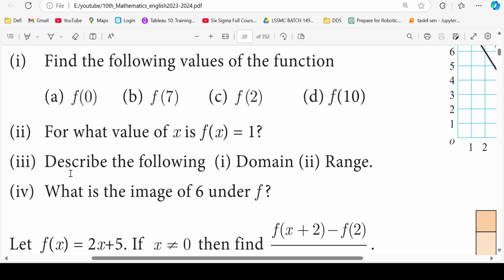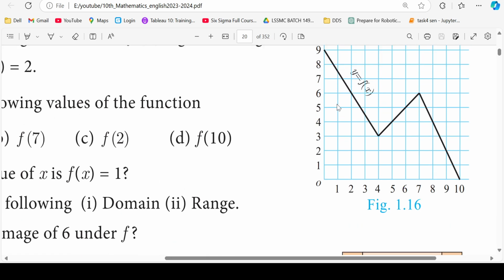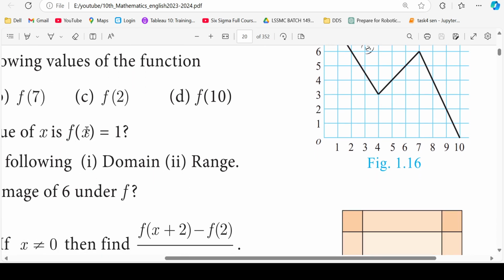Next question is: for what value of x is f of x equal to 1? Here y is given. This is in the form of f of x is equal to y, because the function line is y is equal to f of x, right? So for f of x, we need to find the x value, but y is given.